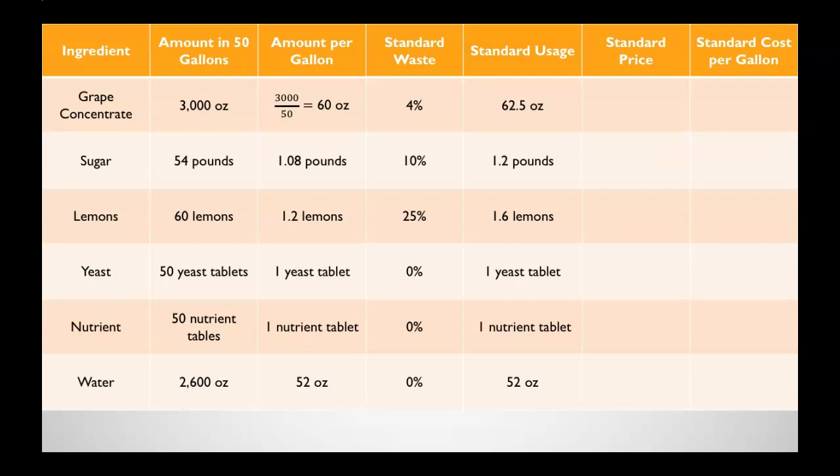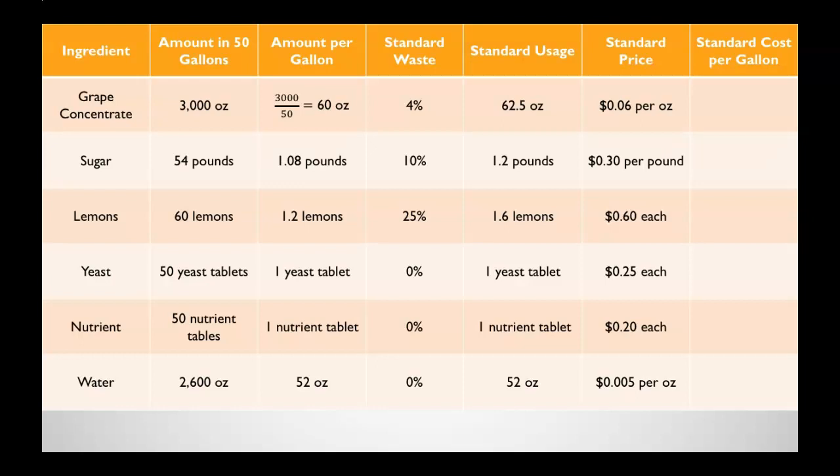Now our standard price. If you recall, back on that earlier slide where we listed out all of the ingredients for a 50-gallon batch, it included prices. So we can fill in those prices that we had. Grape concentrate is 6 cents per ounce. Sugar is 30 cents per pound. Right? So we have all of our standard prices for each of our ingredients.